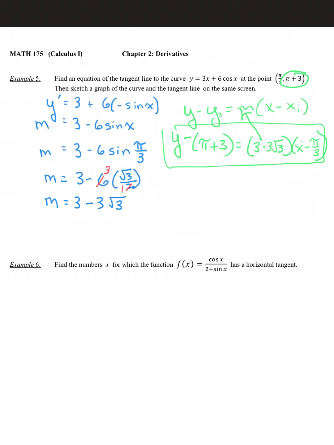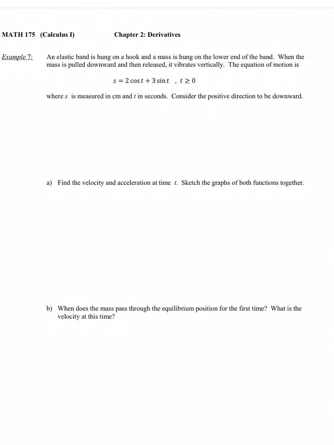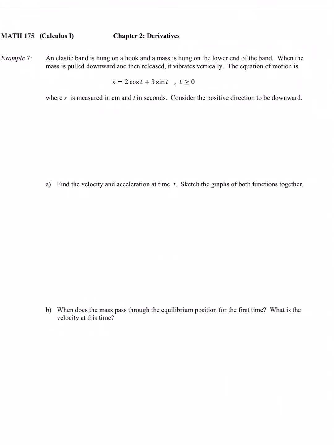The next problem that I did not do in class was example number 7, I believe it was. Here we go, with the elastic band. So we have an elastic band and we have a mass that's hanging from the bottom of the elastic band. So when this band is hanging from a hook, right? So we have a little hook here and our band is hanging from it and there's a weight on this band. We'll make them look a mass, I should say.